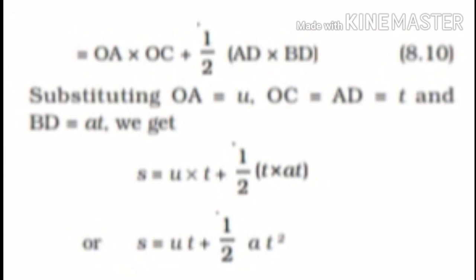From the velocity time relation, we get t is equal to v minus u by a. And using equations 8.11 and 8.12, we get s is equal to v plus u into v minus u by 2a. Or we can write it as 2as is equal to v squared minus u squared. This is the second equation of motion.